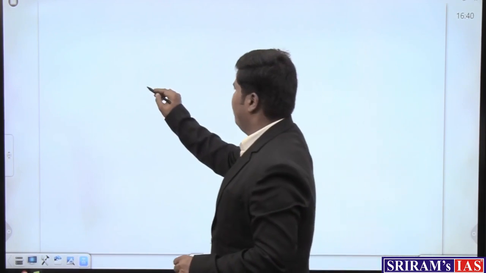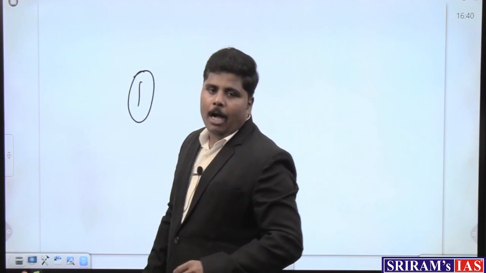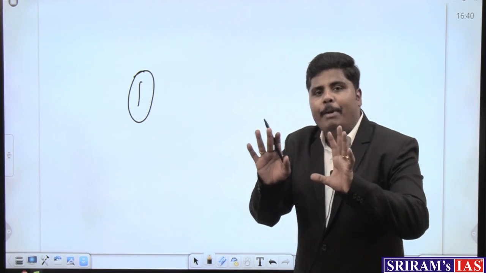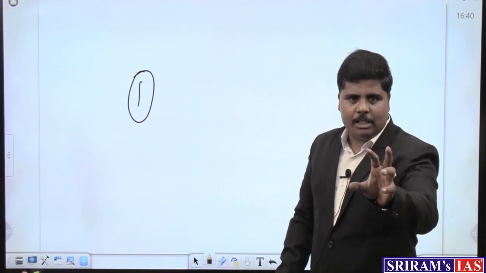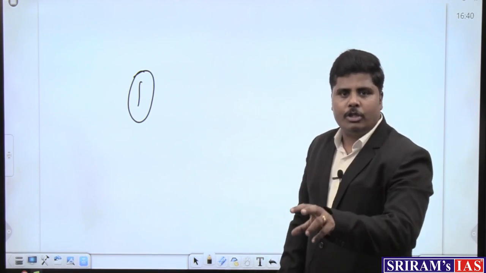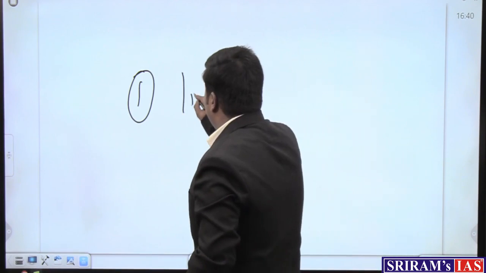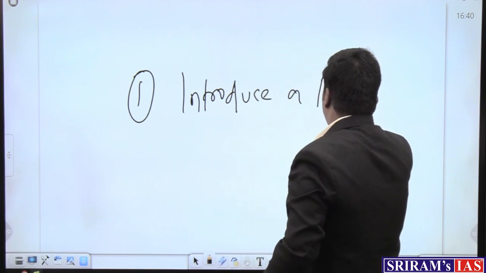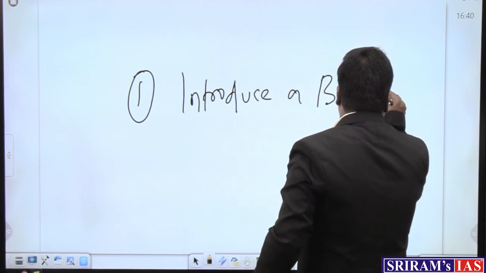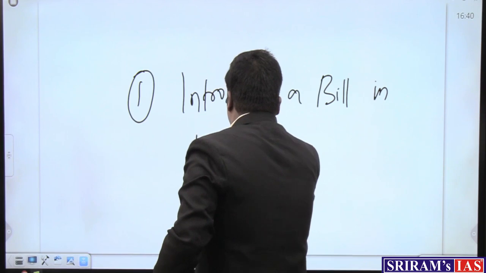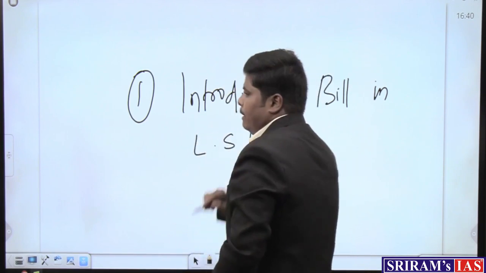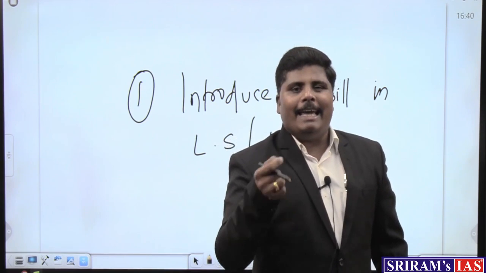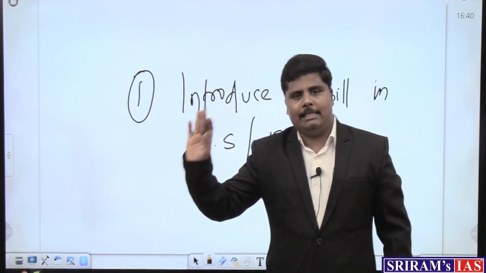To begin with, number one, how to go for amendment. Practically speaking, if you want to make an amendment to the provisions in the Constitution of India, you need to introduce a bill in either the Lok Sabha or the Rajya Sabha. The first point, be very specific: we need to introduce a bill either in the Lok Sabha or in the Rajya Sabha.